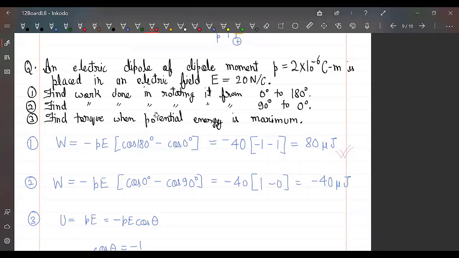And if you want to find the work done rotating from 90 degrees to 0 degrees, so final is 0 degrees, initial is 90 degrees, so minus PE times cos theta 2 minus cos theta 1. So minus 4 times 1 minus 0, that is 40 microjoules.